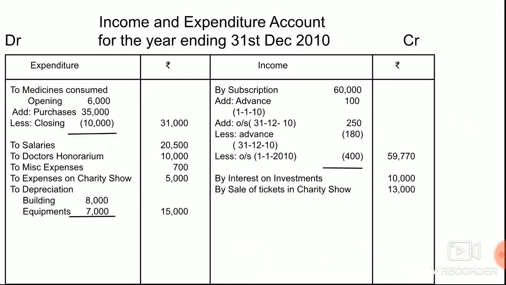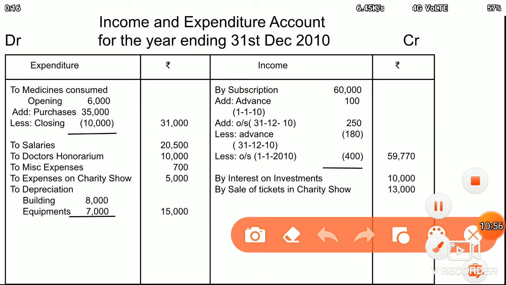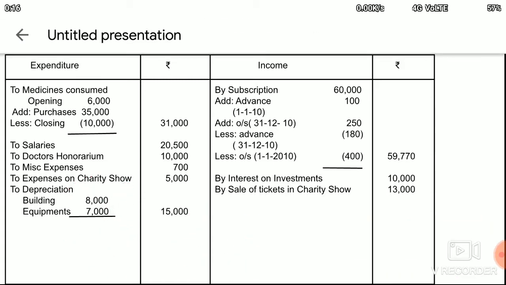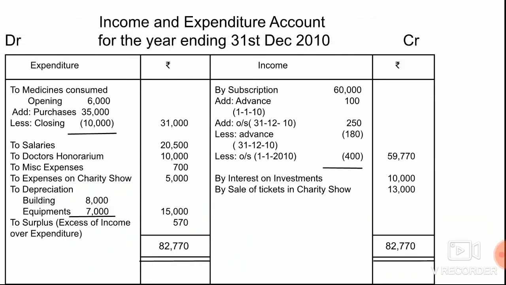Now, if we present this on our expenditure side, we have depreciation on building, which is 8,000, and for equipment, it is 7,000. So the total depreciation is 15,000. So we have entered all the incomes and all the expenditure. Now we'll try to find out our deficit or surplus.